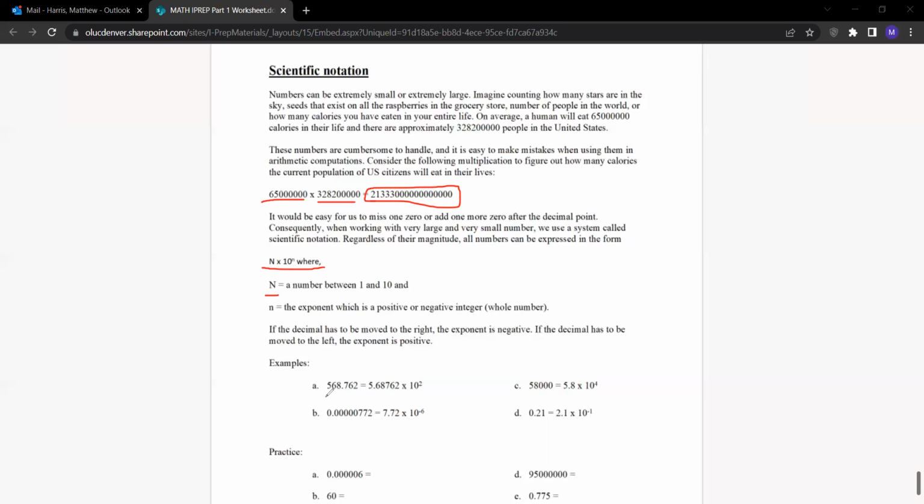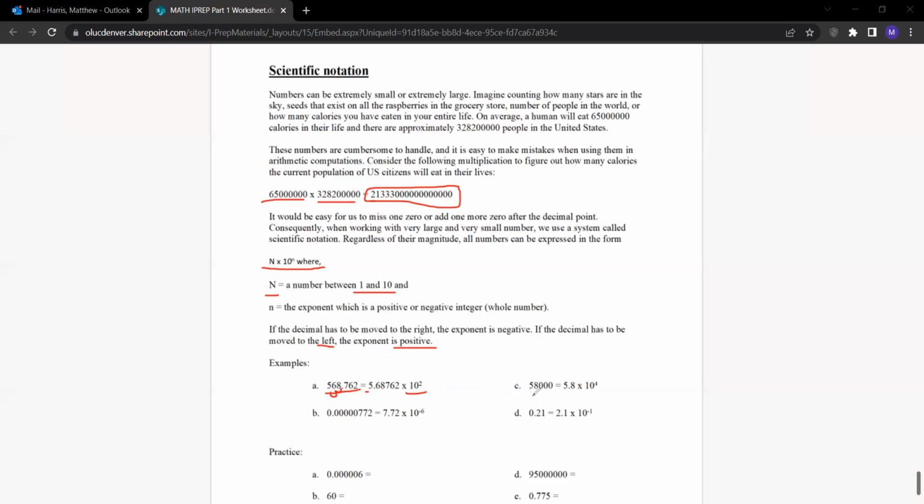So here we have 568.572. We know we want a number between 1 and 10, right? So we can get this value 5. We're going to move the decimal to the left 2 spaces. And since we move to the left, the exponent is positive. 2 decimal places, so it's 10 to the 2.